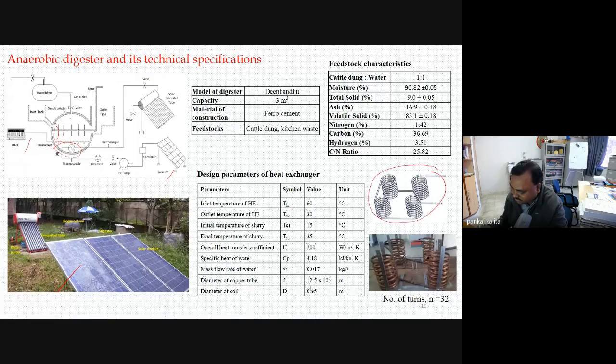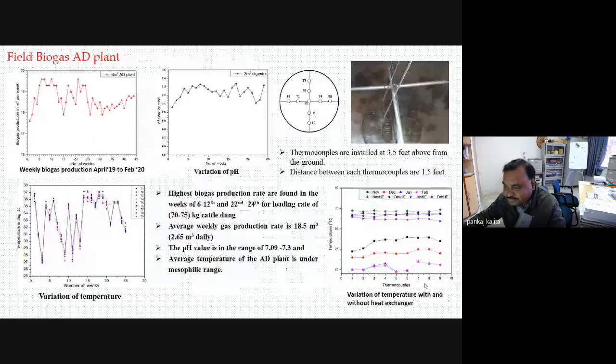Okay, so design parameters are here. This will be installed here at the bottom, so that we can maintain the temperature of 35 degrees C, which is in the mesophilic temperature range. So a pictorial view can be seen here, number of turns and all. These are well designed. And also in a field biogas plant, we can see the temperature variation and gas production.